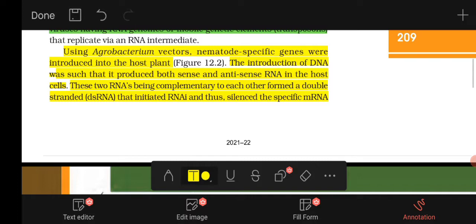So, from where does this double-stranded RNA come? It comes either from a viral infection having RNA genome or from the mobile genetic elements. But in case of this artificially initiated RNA interference using Agrobacterium, we have introduced the gene that produced both sense and antisense RNA, and being complementary to each other, they form the double-stranded RNA, and we require this double-stranded RNA to cause the silencing. It prevents translation of mRNA, and this is called silencing of mRNA.